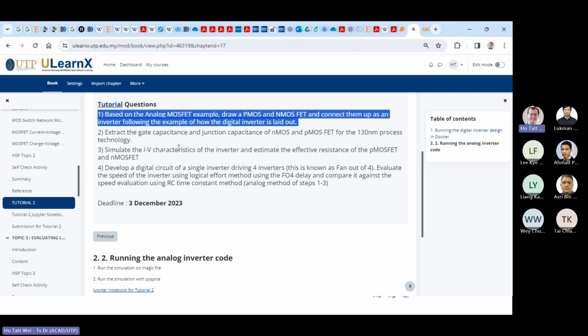You can use the analog version of getting the R and the C. So you got the RC time delay. So you know the time constant RC ln 2 from the textbook. So you can actually estimate that.